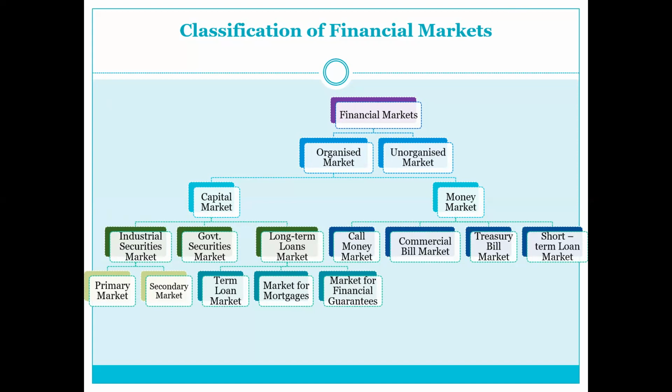Second one is organized market. It is under the strict supervision and control of regulatory authorities like RBI and SEBI. It is there to ensure that there is free and transparent trade, that everyone is free from exploitation. So the organized market is again classified into capital market and money market.